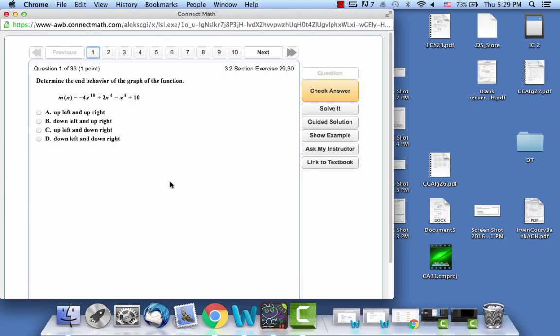Okay, so we look at this one. We want to know the end behavior. This is the leading term. So it's got an even degree, which means they both go the same direction, and it's negative, so they both go down.